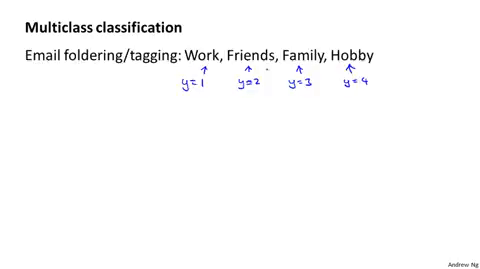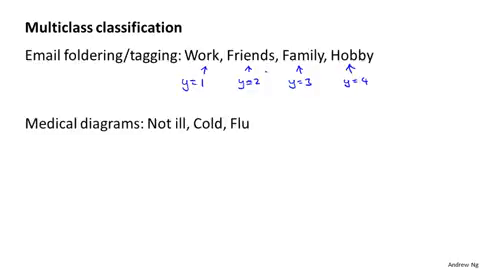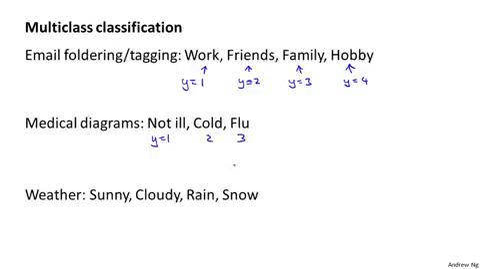And another example, for medical diagnosis, if a patient comes into your office with maybe a stuffy nose, the possible diagnoses could be that they're not ill, maybe that's y equals 1, or they have a cold, 2, or they have a flu. And a third and final example, if you are using machine learning to classify the weather, maybe you want to decide if the weather is sunny, cloudy, rainy, or if it's going to snow. And so in all of these examples, y can take on a small number of discrete values, maybe 1 to 3, 1 to 4, and so on. And these are multi-class classification problems.